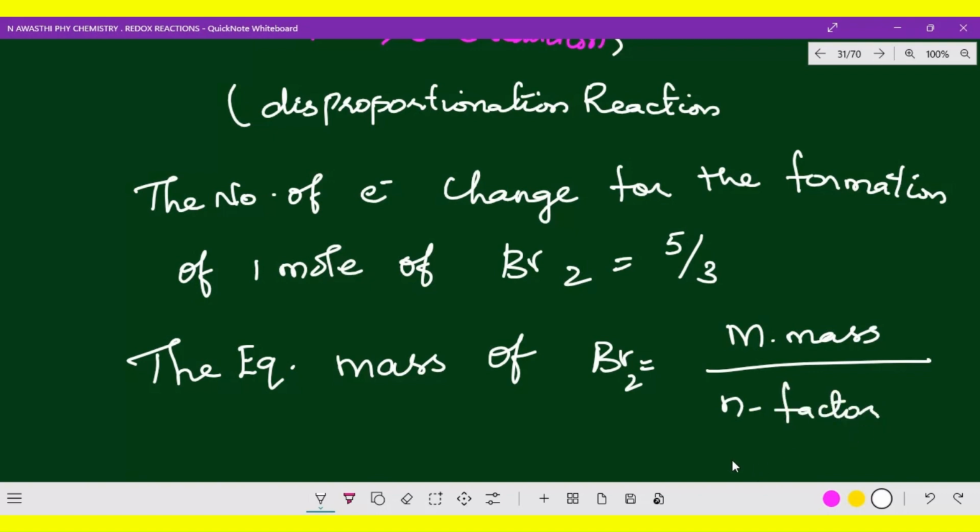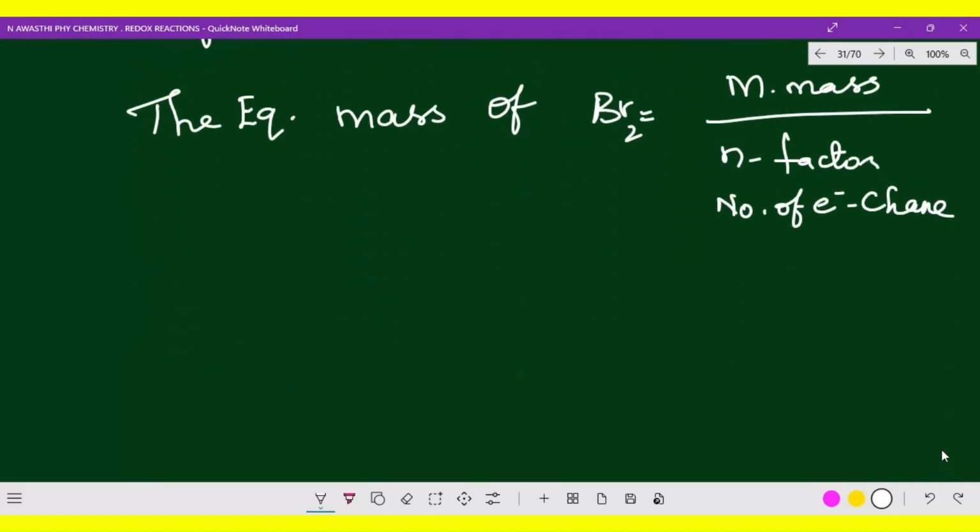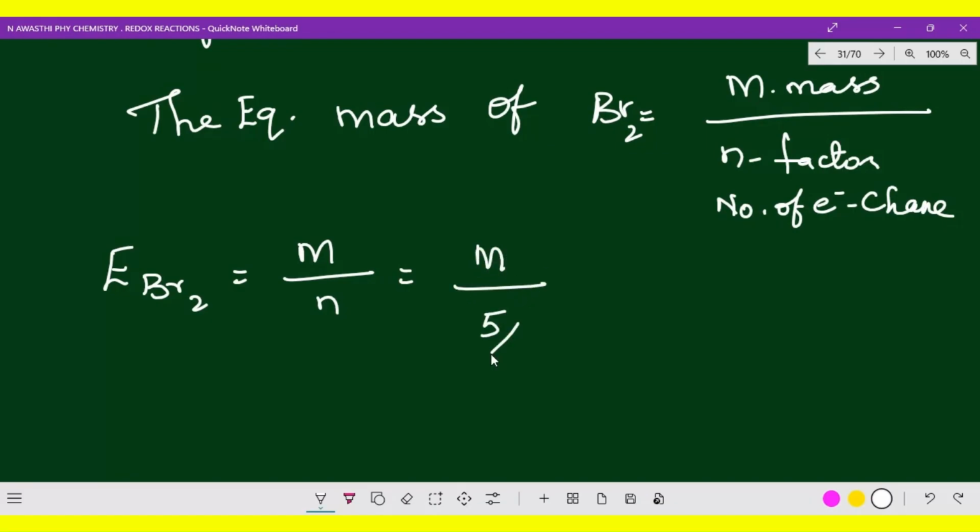Now here, the number of electrons exchanged, right? So the n factor is the number of electrons changed. See, so E bromine equals molecular mass by n factor. So here the molecular mass is m, and the n factor is 5 by 3. So how can you bring it? 3m by 5. So which is the correct option? Option 3m by 5. So the answer is 3m by 5.